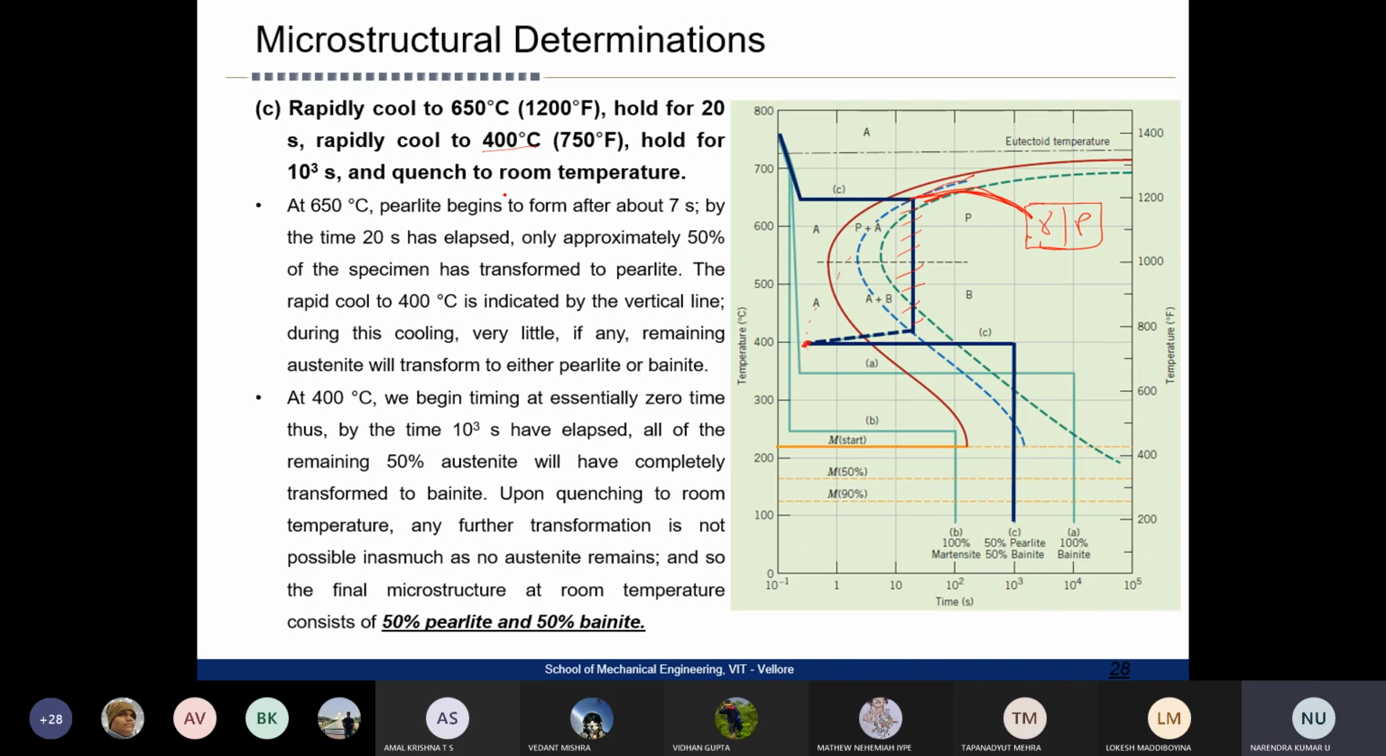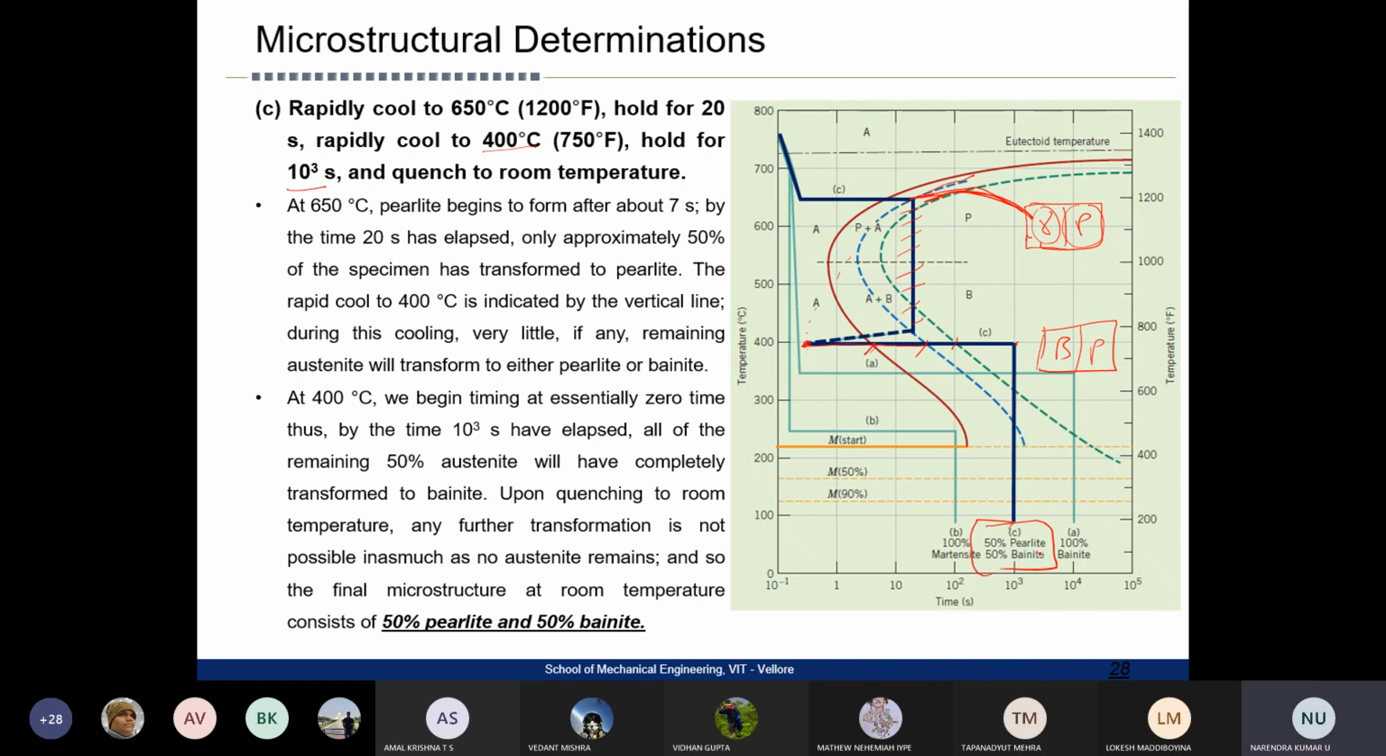From here again 0, it has been told that it has to be up to 10 power 3 seconds. So this is the 10 power 3. It has crossed the 0, 50 and 100. For sure, already 50% has been converted to pearlite. Only 50% is remaining, and that 50% is completely converted to bainite, because it is 100%. So the remaining 50% austenite is 100% converted to bainite phase. So you end up with 50% pearlite and 50% bainite.